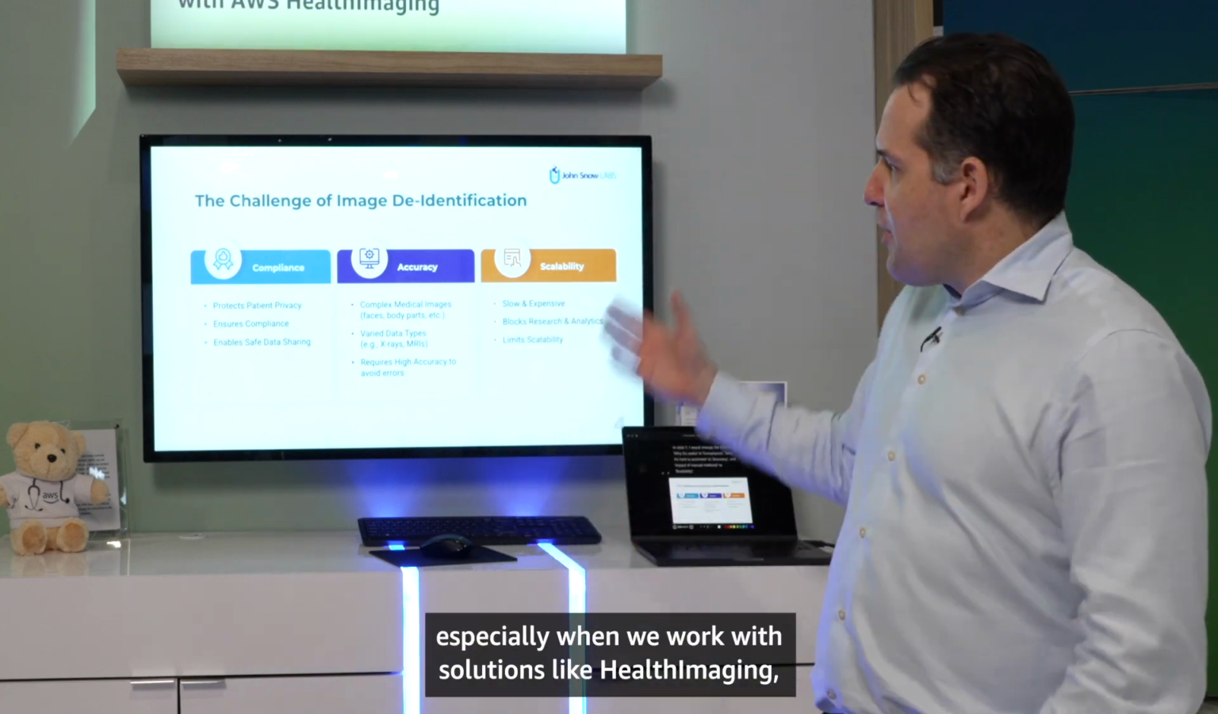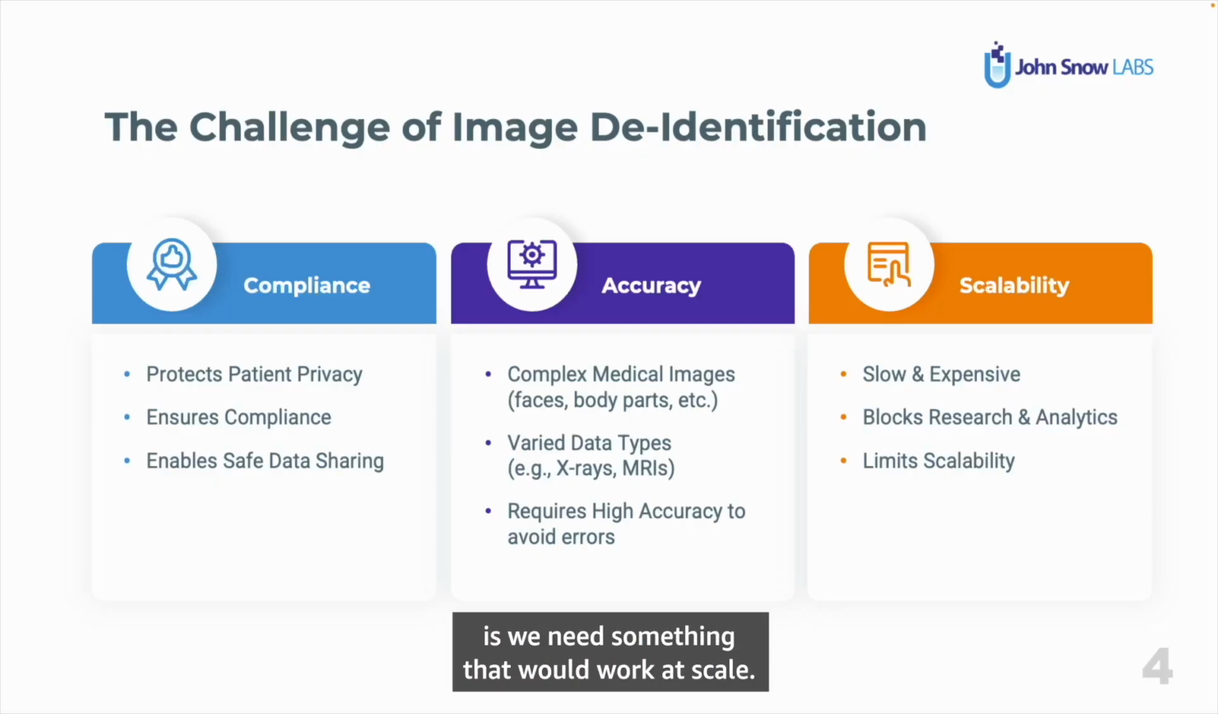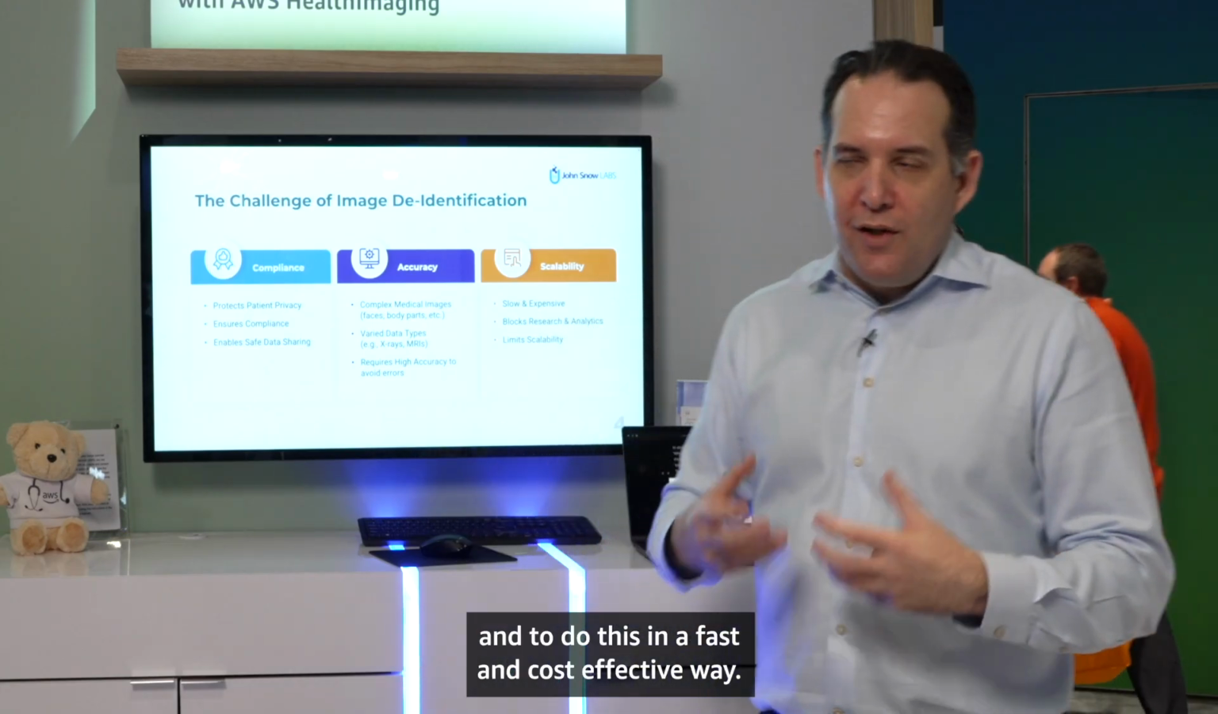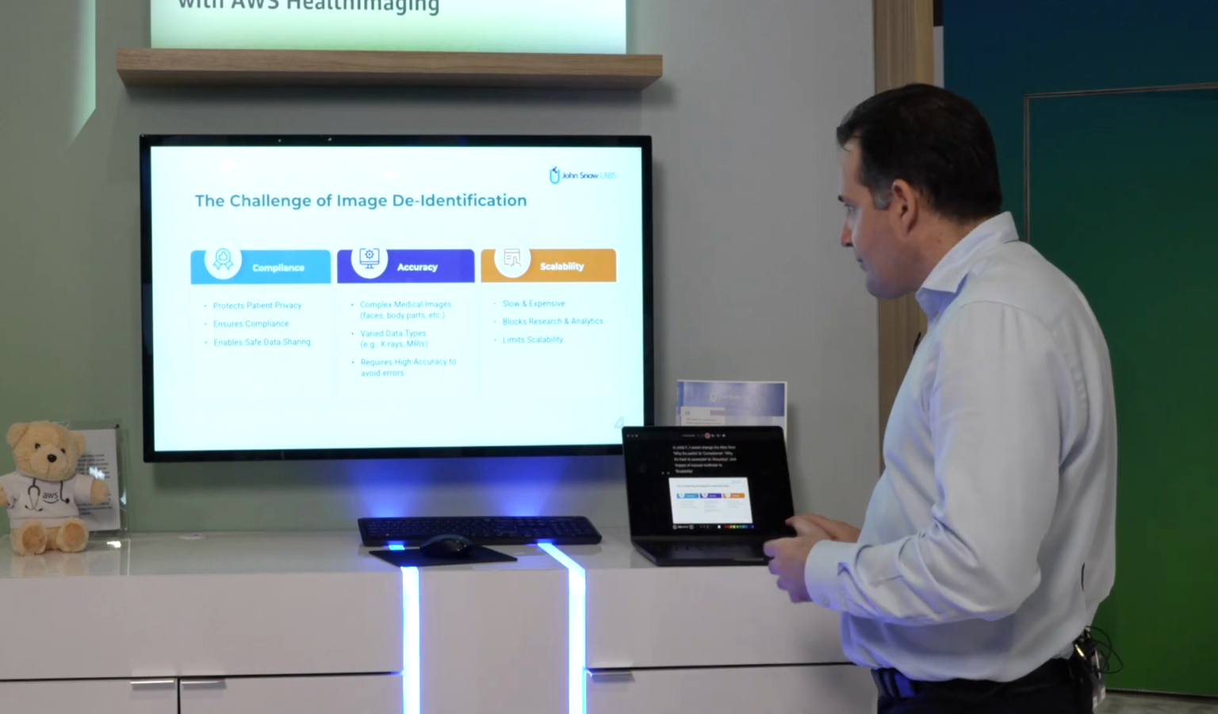Another thing we really need, especially when we work with solutions like health imaging, is we need something that would work at scale. We need to be able to de-identify 100 million, 300 million, a billion images, and to do this in a fast and cost-effective way.